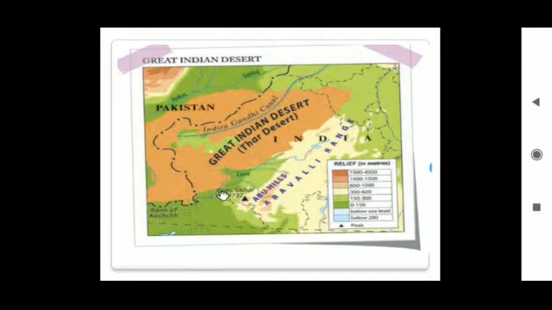Here we can see the picture of the Great Indian Desert. We can see it is also called Thar Desert. It stretches, you can see the states covered. It is Gujarat, Rajasthan, Punjab and Haryana. These states are covered under the Great Indian Desert. Now, let us look at the life in the desert.